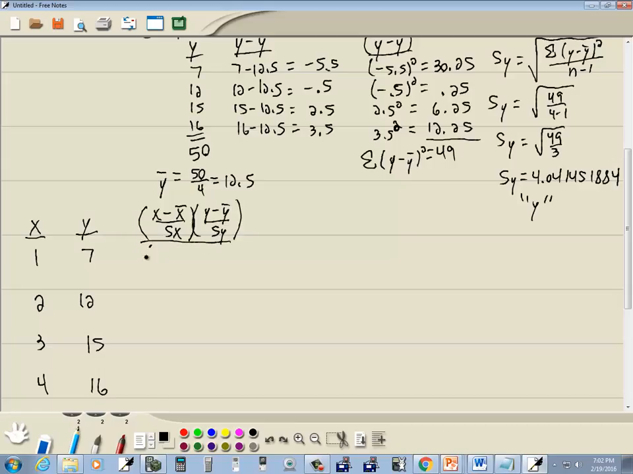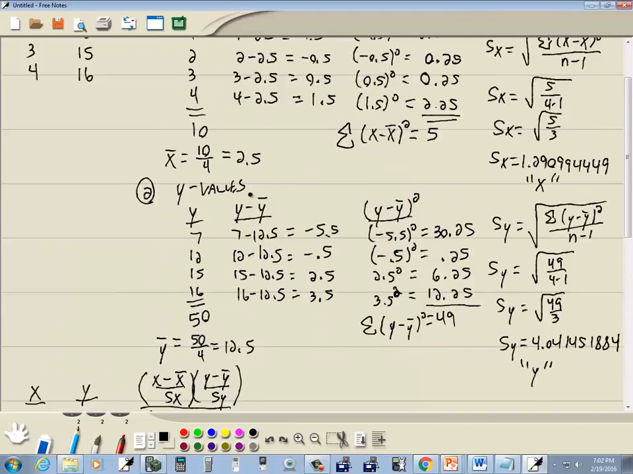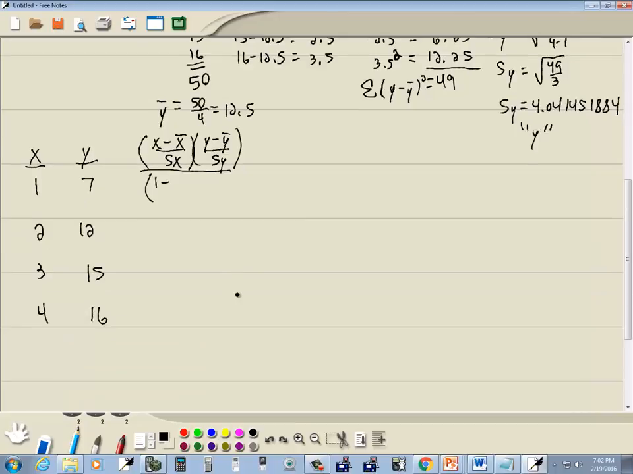So what do we got here? 1 minus, what's x bar? X bar was 2.5. So that's 2.5 divided by s sub x. Now remember where we stored that? We stored that in x. And then I got y, which is 7. That's from here. Minus y bar, which we said was 12.5, divided by, and we stored that in y.